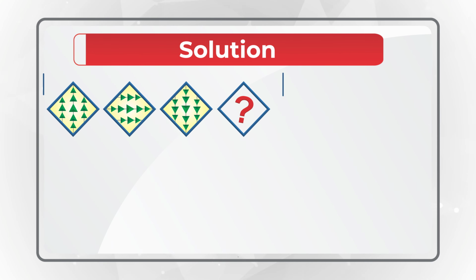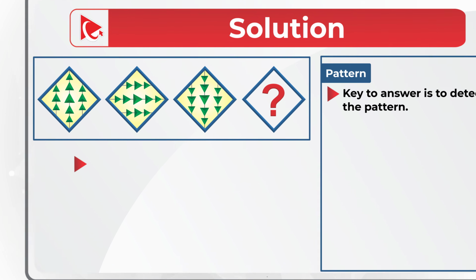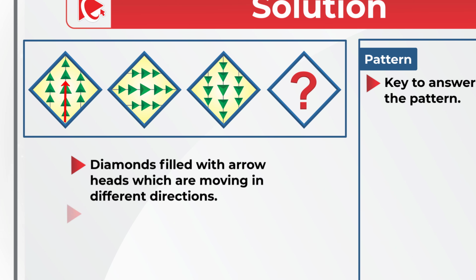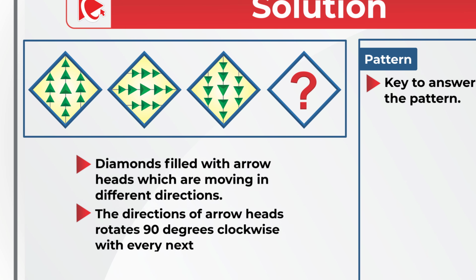As with a lot of other questions, the key to answering this question is to detect the pattern. If you look closely, you will see diamonds filled with arrowheads, triangles, which are pointing in different directions. The direction of the arrowheads rotates 90 degrees clockwise with every next shape in the pattern.